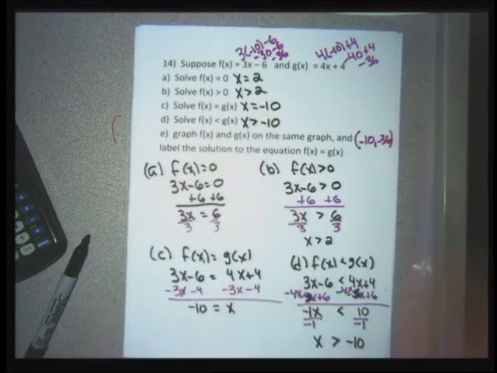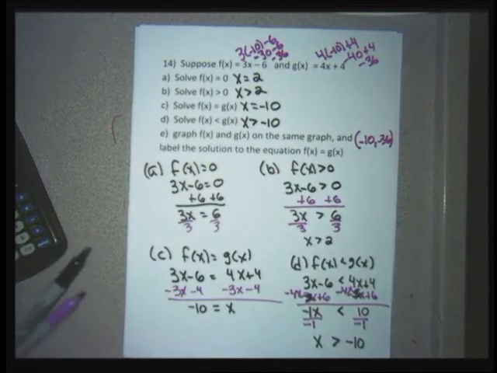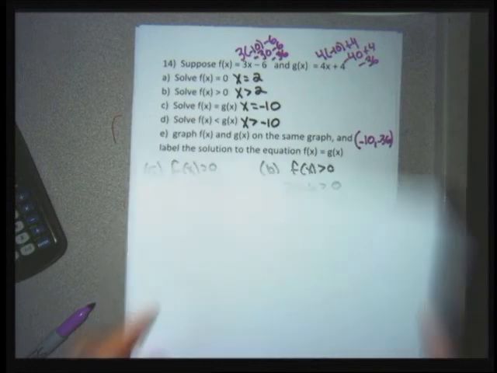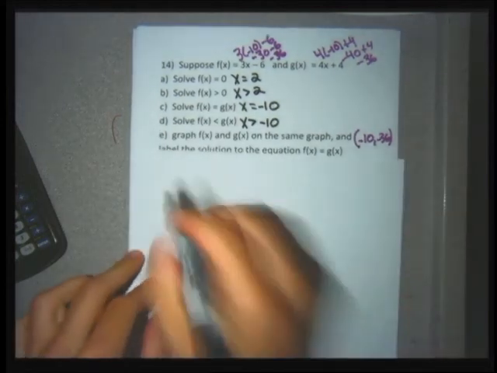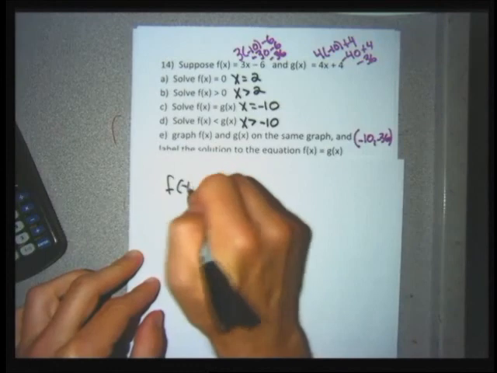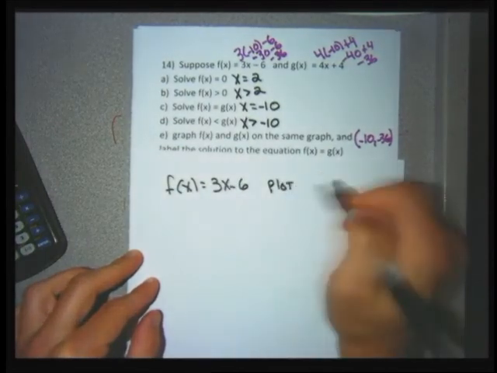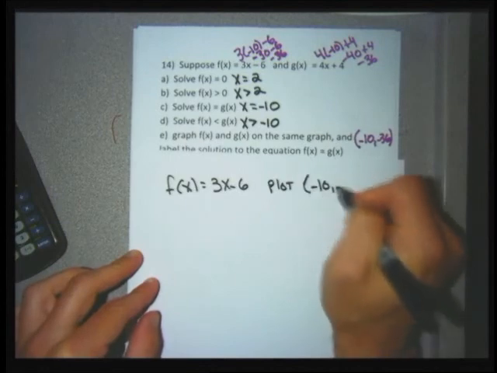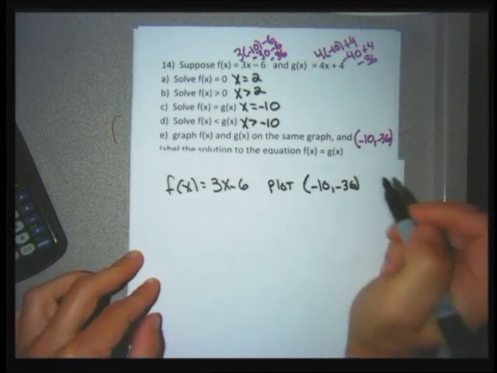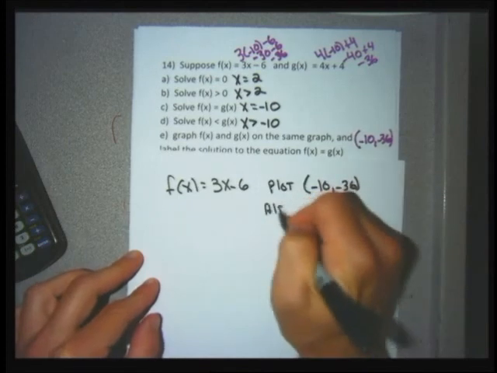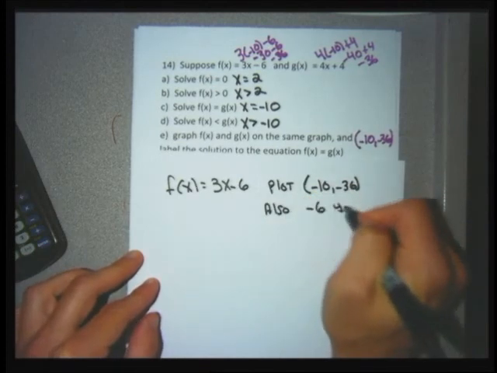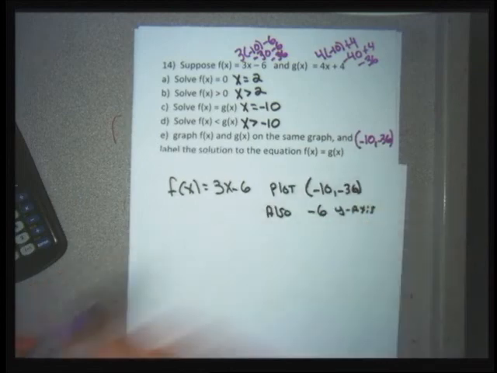When I go to sketch my graph, if I'm going to use my calculator, I'm going to make sure to show that in my window. When I go to do it by hand, I'm going to do the cheat graph. I'm going to plot the point of intersection, the y-intercepts, and make my graphs. So when I'm going to graph the f of x equals 3x minus 6, I'm going to plot the point -10 comma -36 because that's where the graphs are going to intersect. And also, I'm going to plot -6 on the y-axis. And then I'm going to connect those.